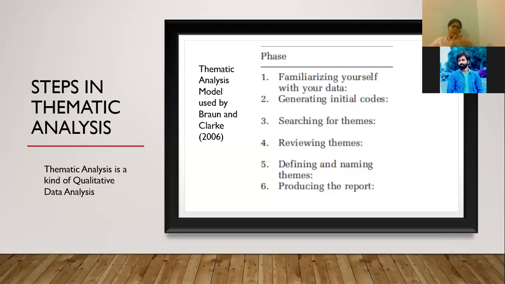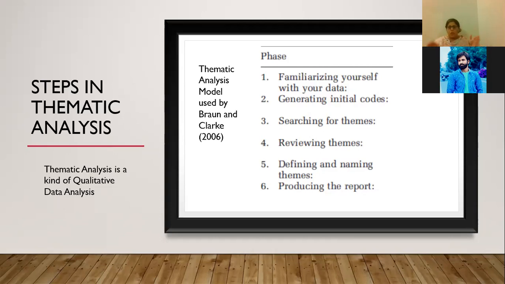The first step is familiarizing yourself with your data. So you read your data, you read your transcripts, you read your documents again and again, you transcribe your interviews and you become very familiar with your data. You know everything that your data contains. Then the next thing that you do is you generate initial codes, like we did in the last slide. You start writing codes for all your data. After you've written codes for all your data, you organize your data according to codes.